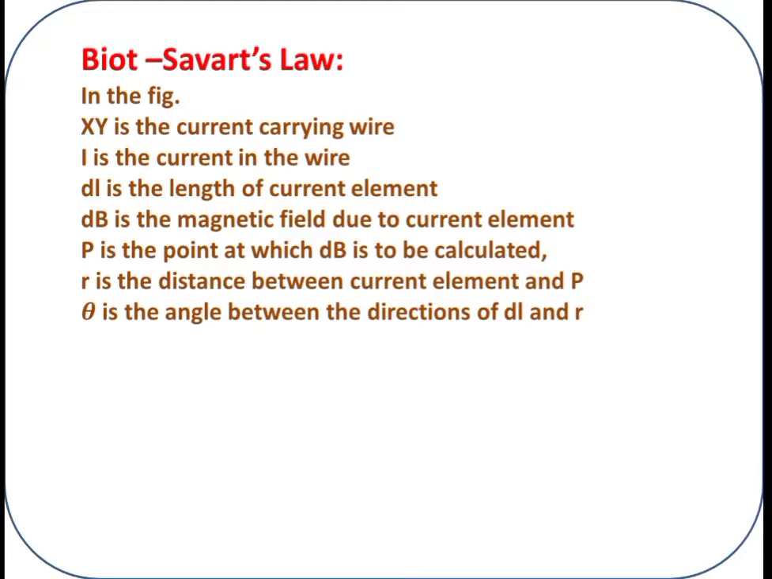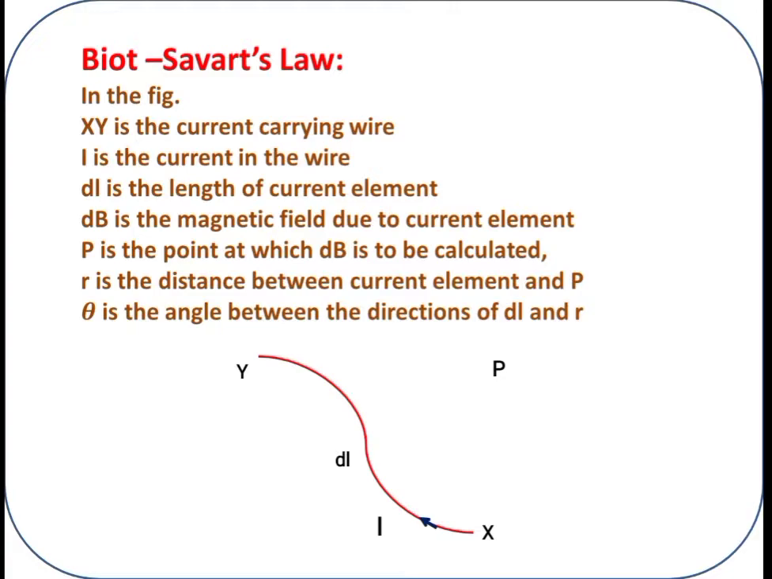Here XY is a current element. The length of that current element is denoted by dl. This element is a small wire. If we consider a small conductor or wire, in simple way, it is just a wire where the current is passing through. This arrow mark shows the current I. So current is flowing from X to Y.